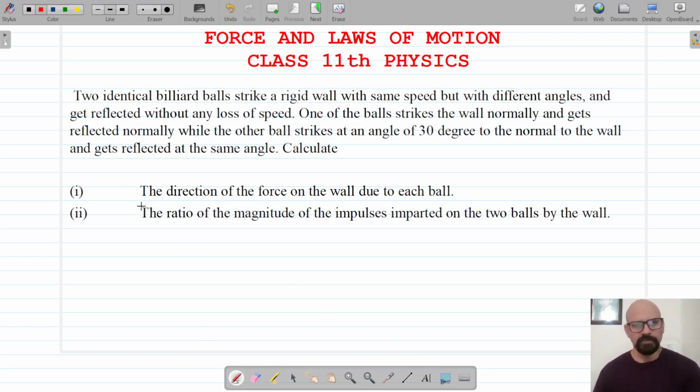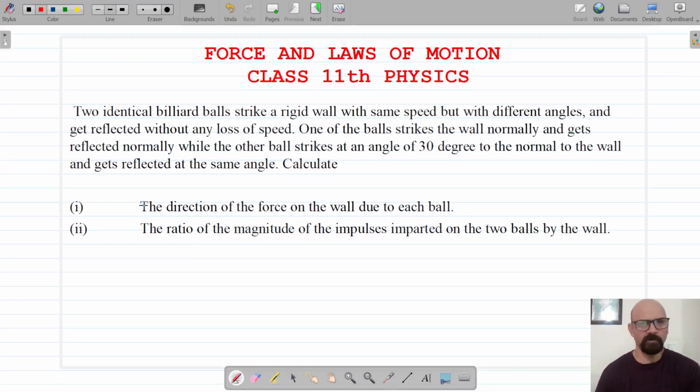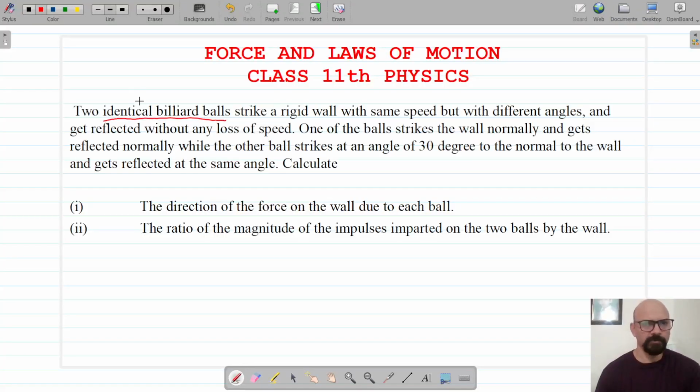We are here once again to solve one of the numericals from the laws of motion, class 11th physics. Let's read out the problem. It's two identical billiard balls. They strike a rigid wall with the same speed but with different angles and get reflected without any loss of speed.